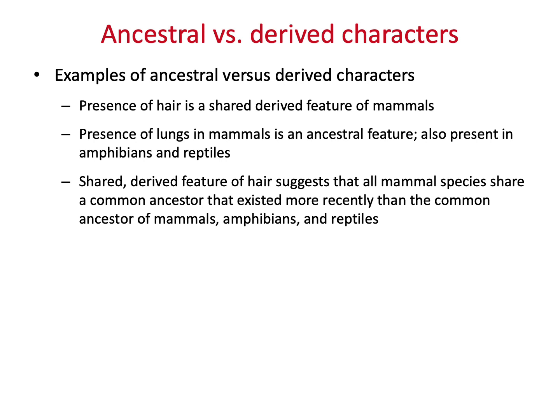The shared derived feature of hair suggests that all mammal species share a common ancestor that existed more recently than the common ancestor of mammals, amphibians, and reptiles.